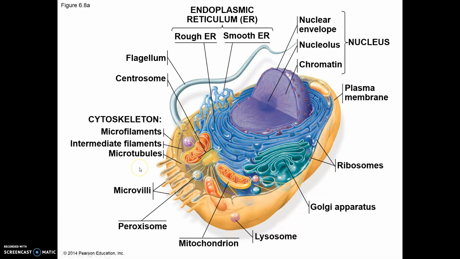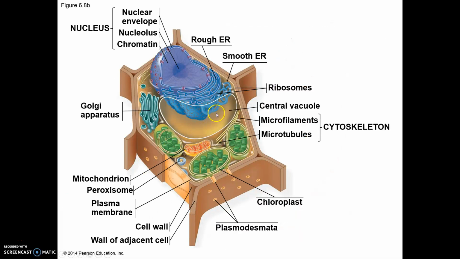So now let's take a look at a plant cell. A plant cell has most of the same stuff. So we have the nucleus, rough and smooth ER, Golgi apparatus, mitochondria, peroxisomes, the plasma membrane, of course, the entire cytoskeleton, all these ribosomes. But it has some other things that are kind of unique too.